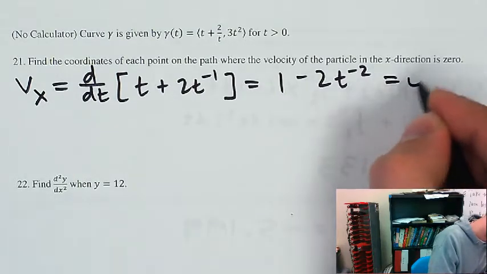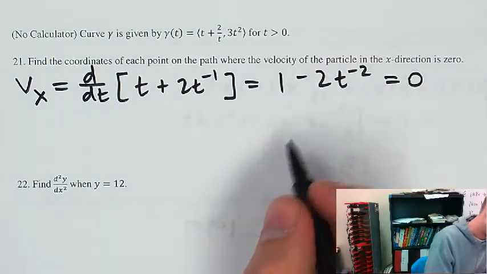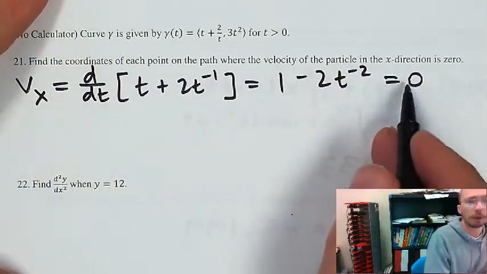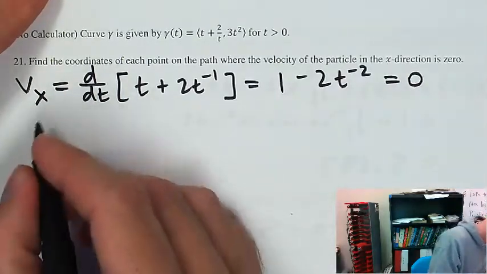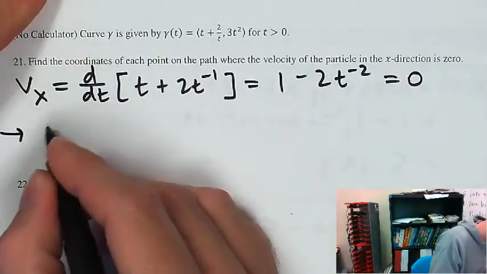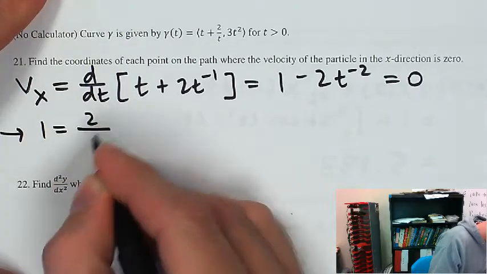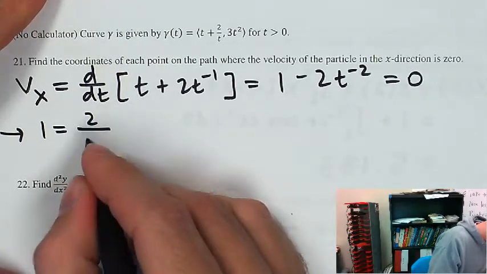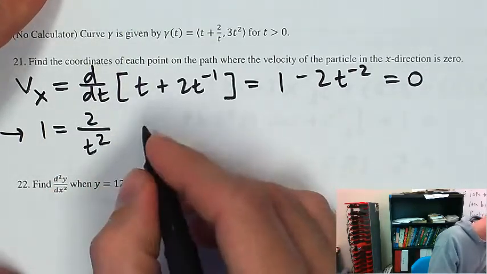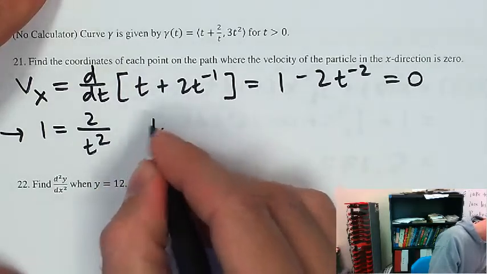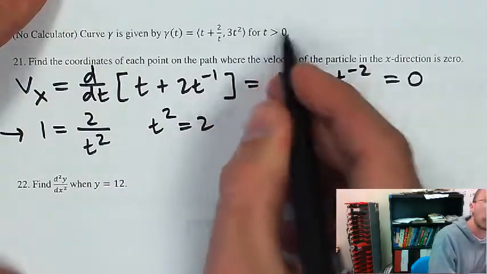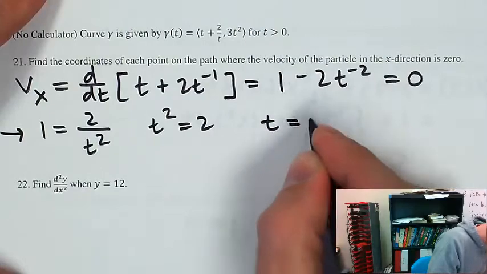We're just going to be interested in this thing equaling 0. So I'm going to add the 2t to the negative 2 over there, but I'm probably going to rewrite it as a fraction. So this tells me that 1 equals 2 over t squared. So that means that t squared needs to equal 2. t is a positive number, so t is the positive square root of 2.